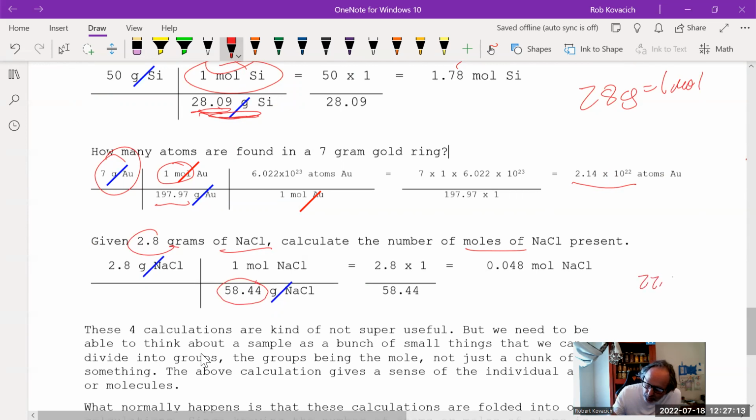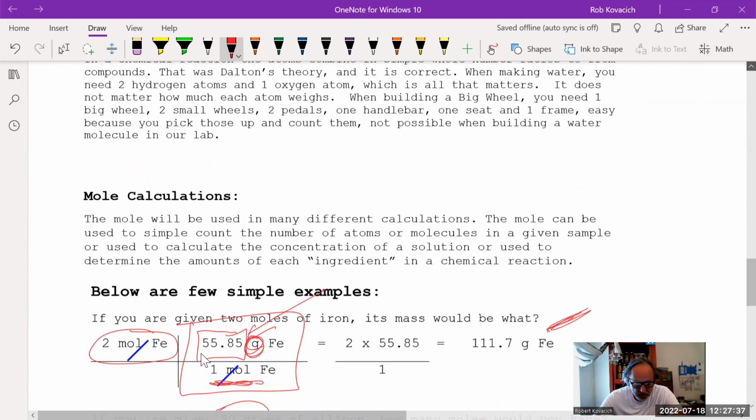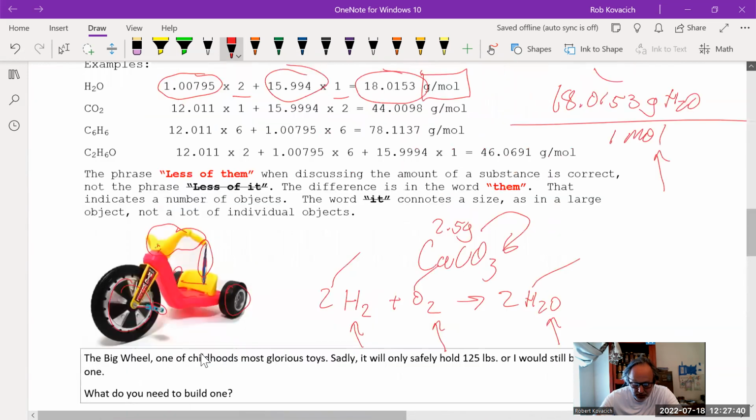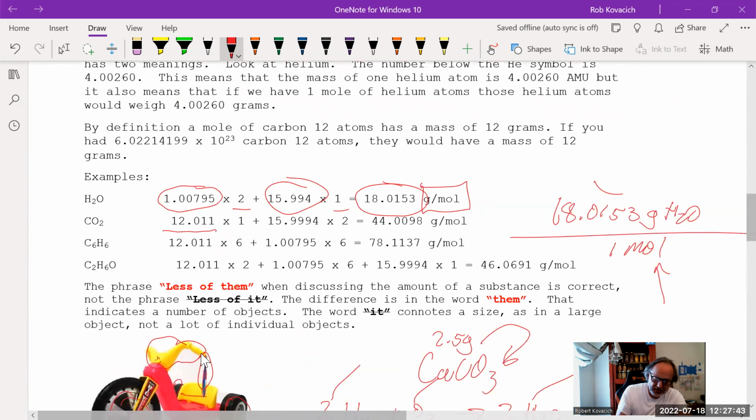Well, it's 22.9898 plus 35.453 added up to give me, well, in this case, I truncated it, but it's about 44 grams. That's it. Like we did a little bit earlier, where I showed you in that table, my masses are equivalent to the mass off the periodic table multiplied by whatever its coefficient or subscript is, added to the other molecules, multiplied by their subscript, and 44.